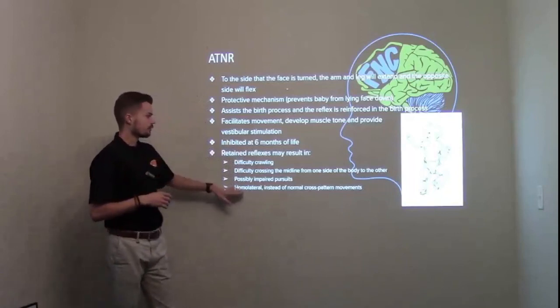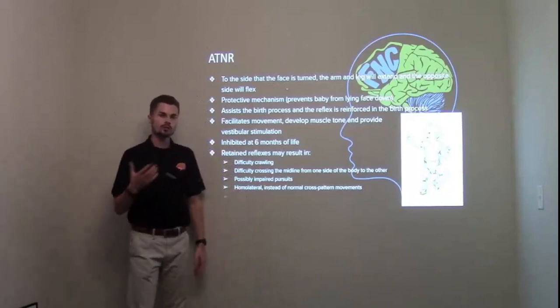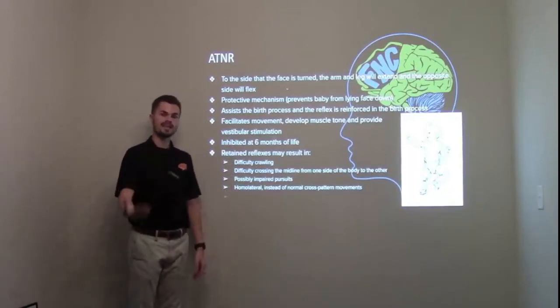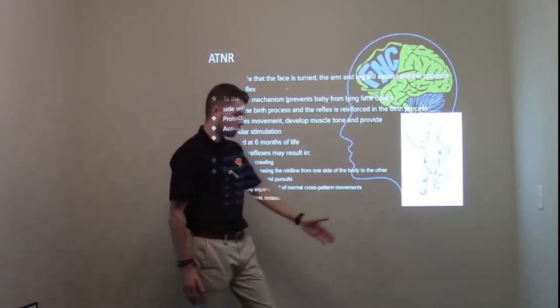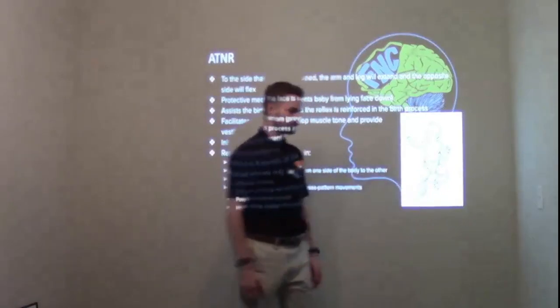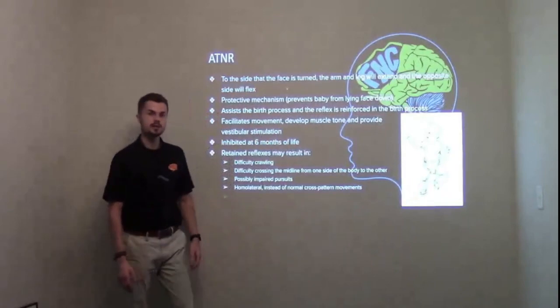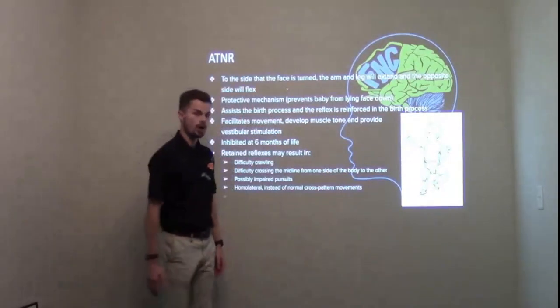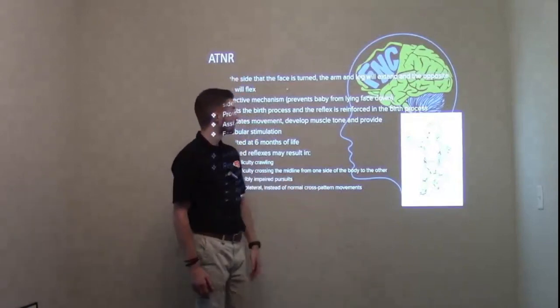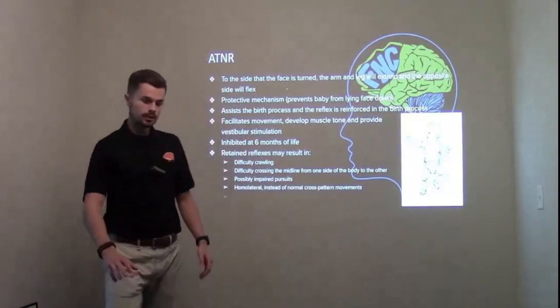Homolateral instead of normal cross pattern movements, so you might see people, children or adults, who have a homolateral gait, meaning that when you walk you have the same movement like this, so you have flexion of your leg and your hand at the same time. Instead of having this cross cord reflex, you would have a homolateral gait like this. Okay, then let's go to the next one.